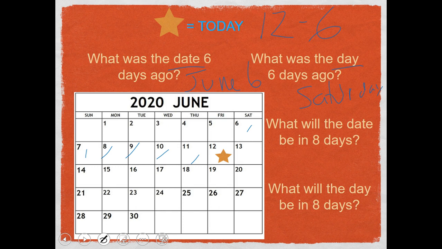Okay, and I know that the date was June 6th, and you could put 2020 if you wanted. Okay, then I need to know what will the date be in 8 days. So again, I'm going to add 8 to 12, so I could go 12 plus 8, or I could just count 1, 2, 3, 4, 5, 6, 7, 8. So I know it is June 20th. And what will the day be in 8 days? So again, the day, and it will be Saturday.